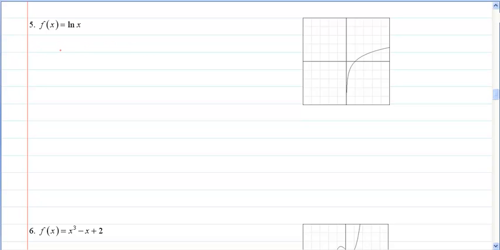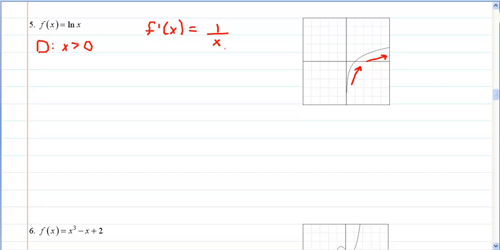For number 5, f of x equals the natural log of x. The domain of the natural logarithmic function are x's greater than 0. So looking at my curve, this curve is always increasing, and so algebraically we should be able to confirm that by taking the first derivative, and when I find f prime of x, the derivative of the natural logarithmic function is just 1 over x.